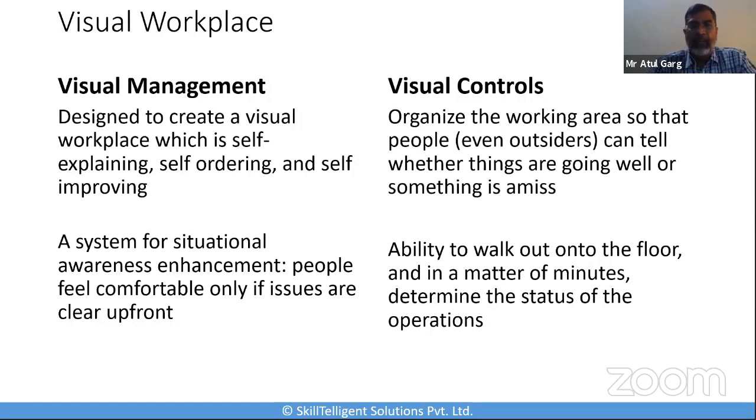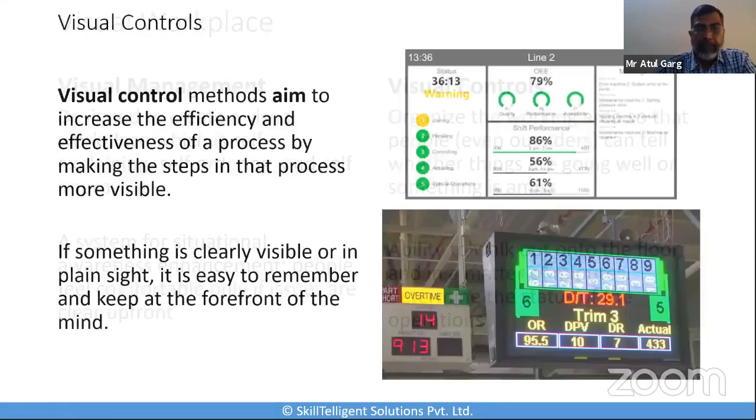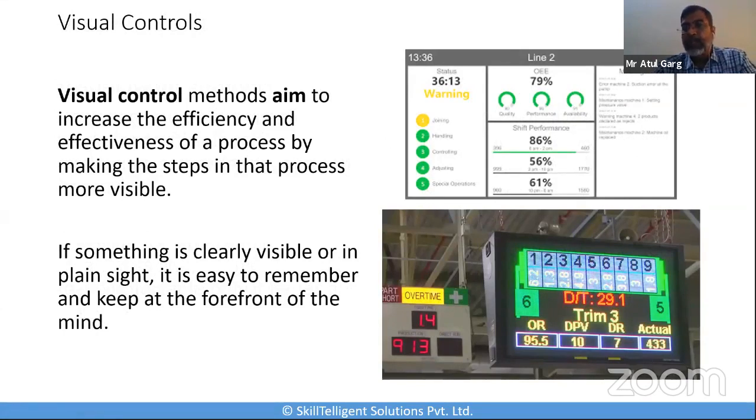So if you are able to walk onto a floor and within a matter of minutes you are able to determine the status of the operation, then that means you have good visual controls in place, and you don't have to ask around; it will actually tell you the status. So that is what visual control is. Okay. In this webinar, we are going to remain focused on visual controls. We are not going to talk about visual management because that's a larger topic. So we will take that maybe again in another webinar.